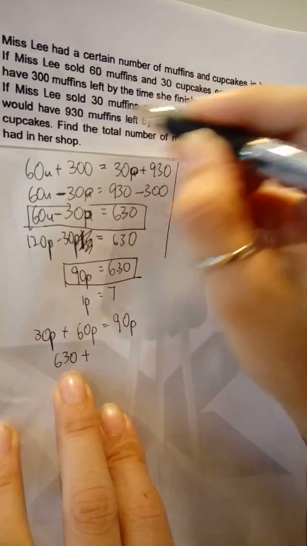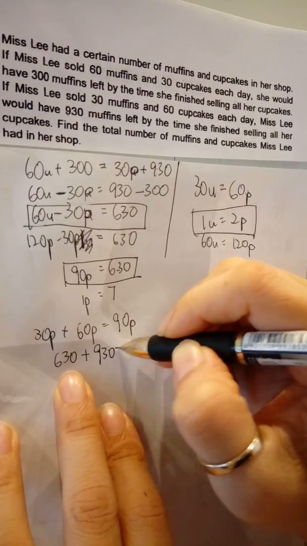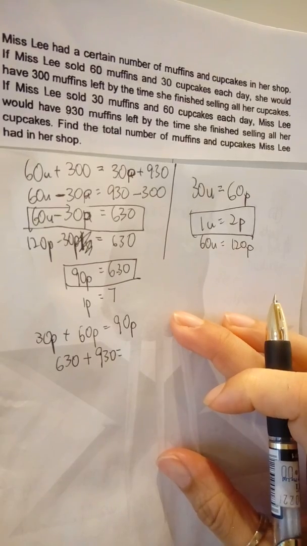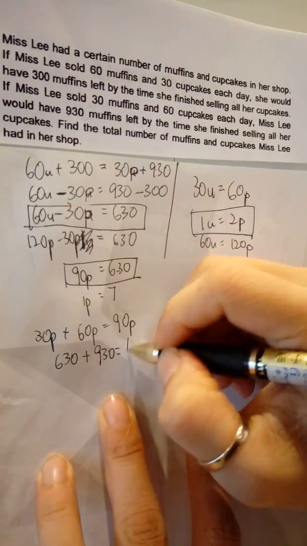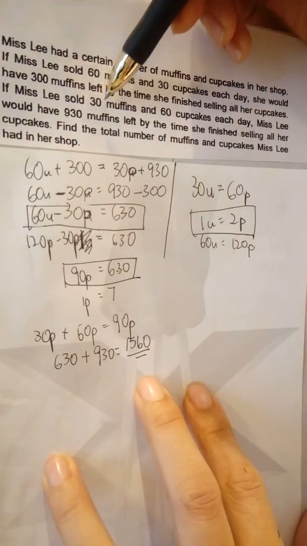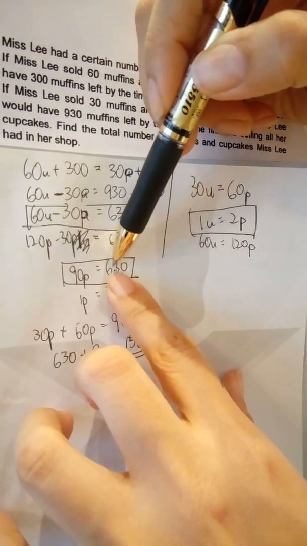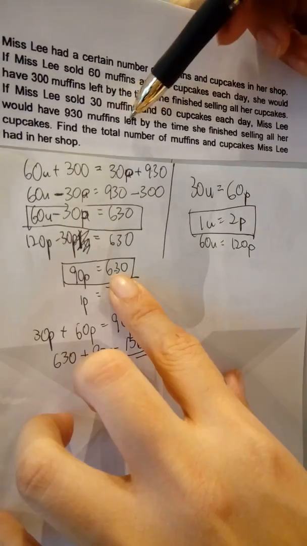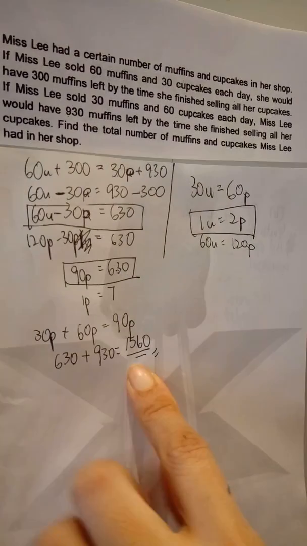plus, when you have the parts, you still have 930 muffins left. So you get to add back the 930 muffin plus 930 muffin. You have 1560 in total. That means after you find 30 parts plus 60 parts, you get 90 parts. You still need to add back the 930 muffin that is left by the time you finish selling all your cupcake. So this is your total number.